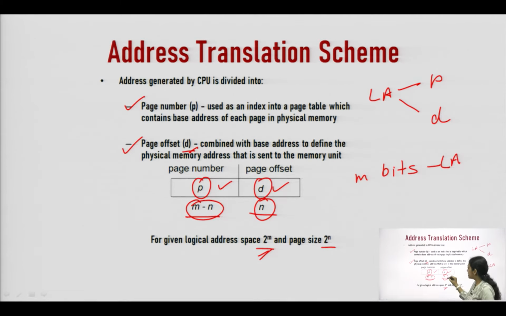Now, why is D represented by n? Because D is the page offset, that means displacement within a page, and the page size is 2 raised to power n. So, how many bits do we need to represent an address within a page? We need n bits. So, n bits are required for the page offset and the remaining bits are for the page number. This is how we divide our logical address into two parts: one is the page number and another is the page offset.